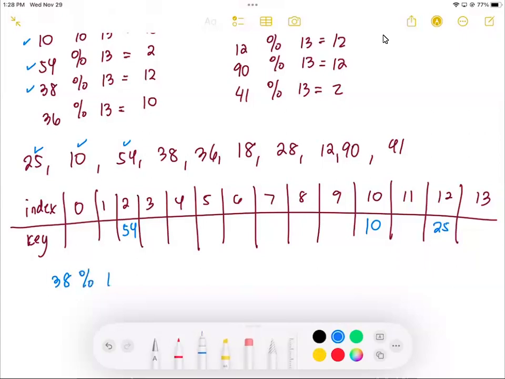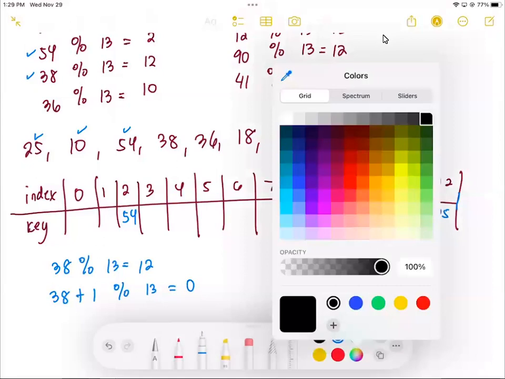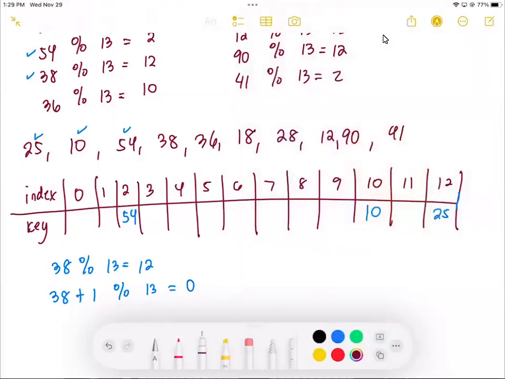38 modulo 13 equals 12, right? So what we are going to do is just add 1 to 38 and look for the next slot. 38 plus 1 modulo 13 is equal to 0. I'm sorry, it's supposed to be 0 because we only have 13 buckets and we started with a 0. Okay, so we are going to put 38 in the 0th bucket. And we know that 0 is empty, so we just add 38 here.